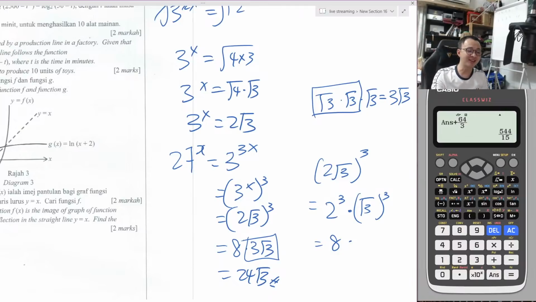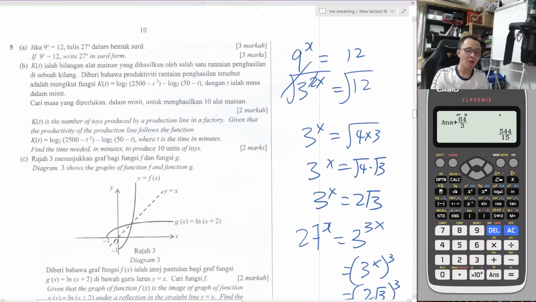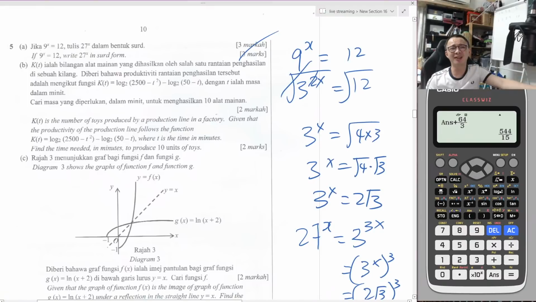Okay, so I hope you can understand this third question. I would say it's not very easy, but not very hard as well.